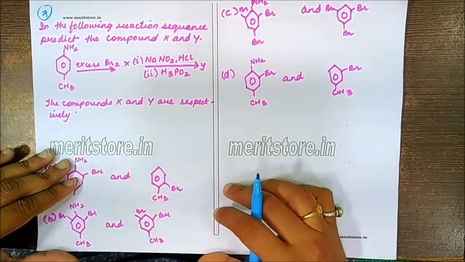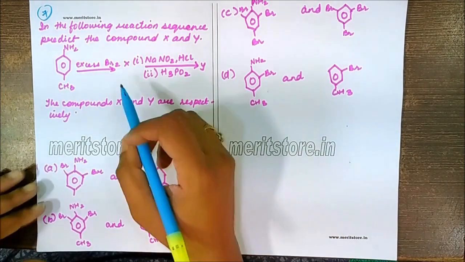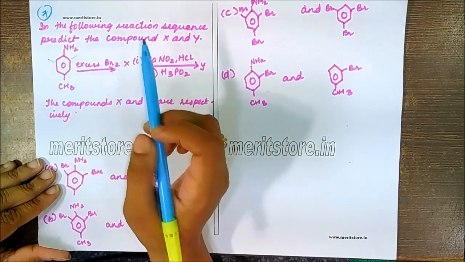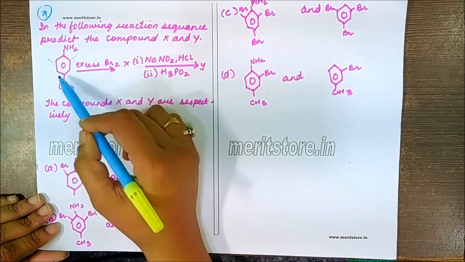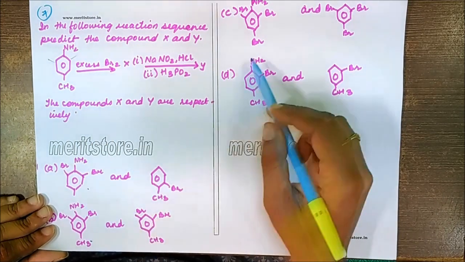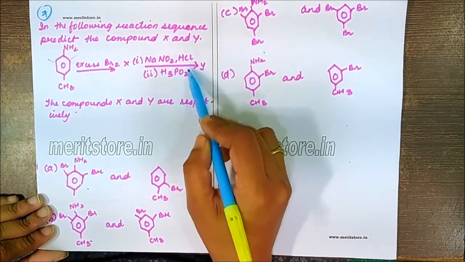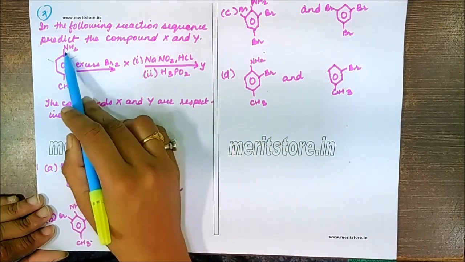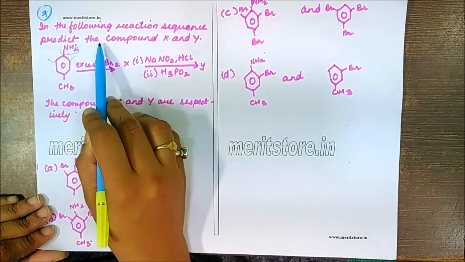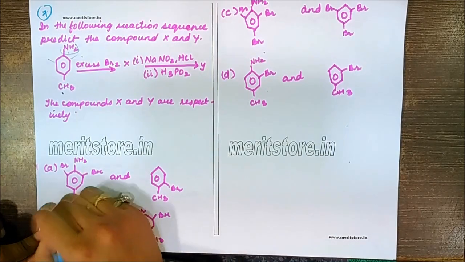Next question. In the following reaction sequence, predict the compound X and Y in this case. If you allow this to react with the excess of bromine, there will be substitution at the ortho position. So we should get the substitution at ortho position. So we are having option A is there, B is also there, C is also there. But followed by the NaNO2 and HCl, followed by the H3PO2. So this will create a diazonium salt here, followed by the H3PO2. So that will remove the entire diazonium salt. So 2 bromine and CH3 will be left. Hence our option is B.